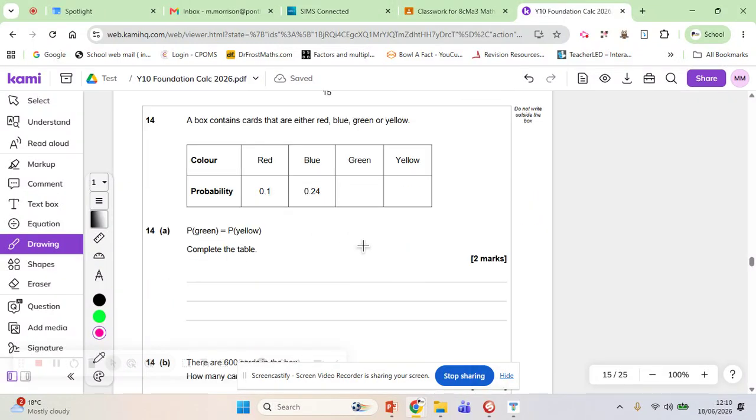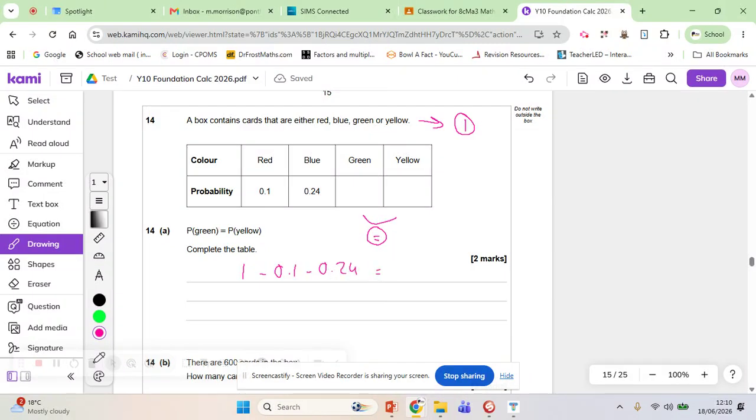A box contains cards that are either red, blue, green or yellow. The probability of green is equal to the probability of yellow. Okay, so that means that these two numbers are equal. Complete the table. Because it just involves red, blue, green and yellow, we know that they must all add up to 1. So if I do 1 minus 0.1 minus 0.24, I'll get my answer.